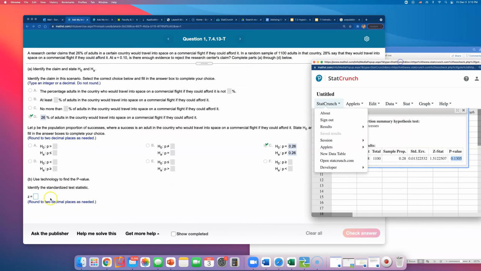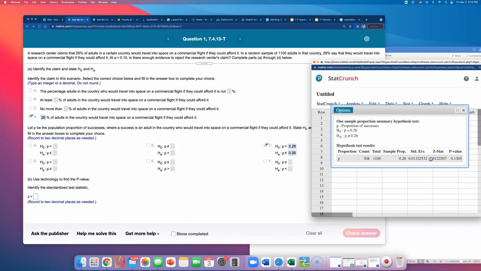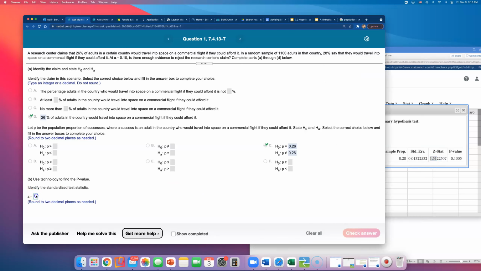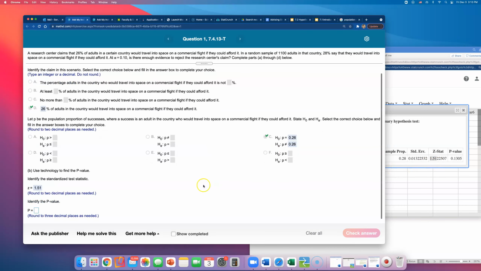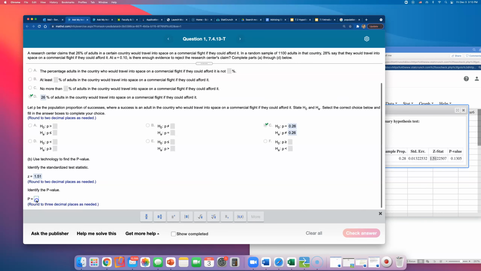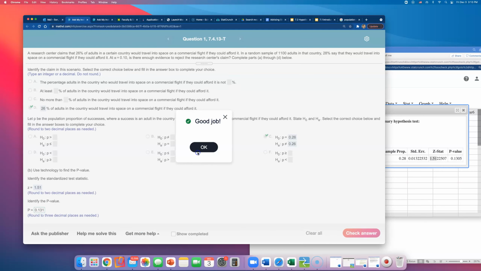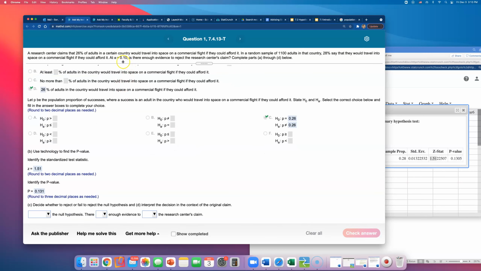Oh, they want the test statistic first. Why do we care about this if we can just make a conclusion using the p-value? But all right, let's give them the p-value, which is 0.131, rounded to three decimal places. That's too big. Compared to the 10% alpha level, 13% is too big.